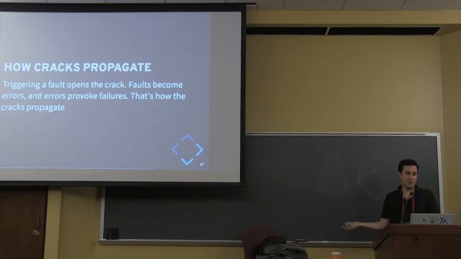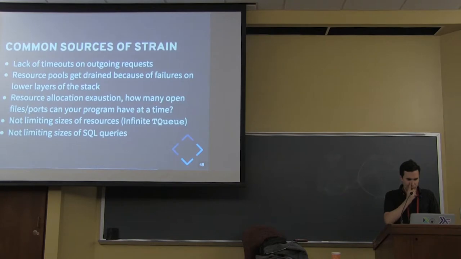So as I mentioned before, cracks propagate. Triggering a fault opens a crack, faults become errors, and errors provoke failures. That's how the cracks propagate. A common source of strain is a lack of timeouts on outgoing requests. That's the number one thing that you can do differently, and it will make a huge difference.